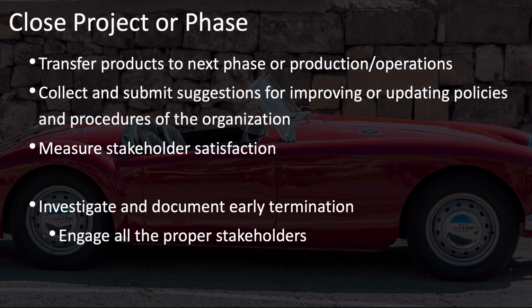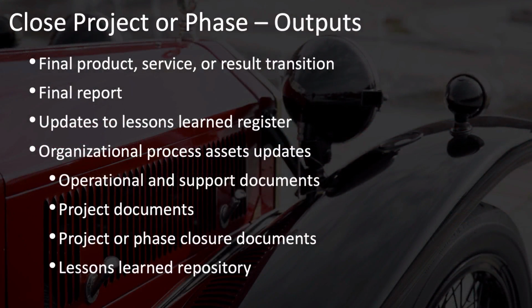As you can see, wrapping up a project or phase properly involves quite a few administrative tasks. The outputs of the close project or phase process are primarily the final product, service, or result transition, also the final report, which we'll cover in just a moment. Updates to the lessons learned register. This is applicable if you're closing a phase and you need to update the register with information for future phases.